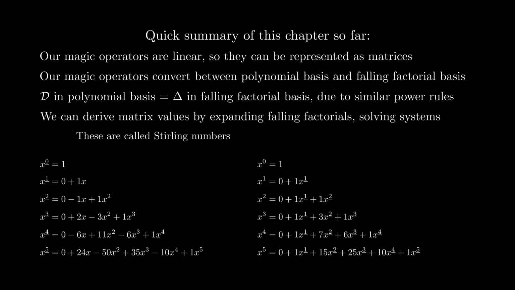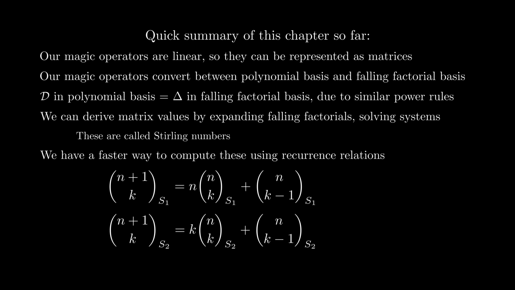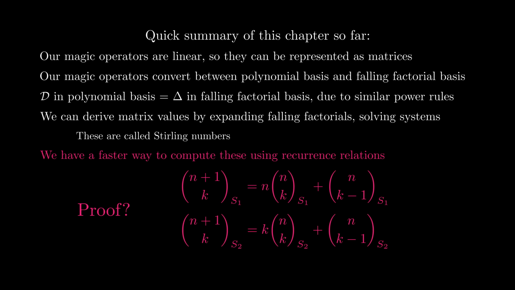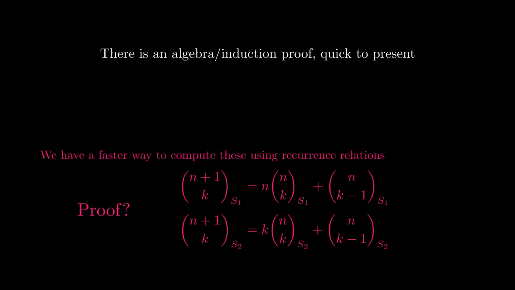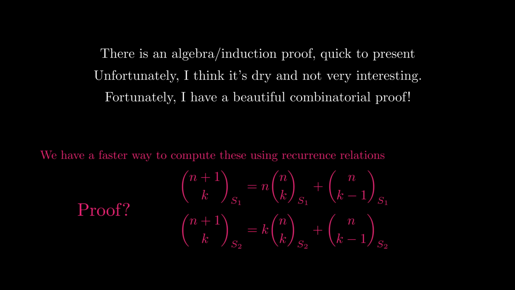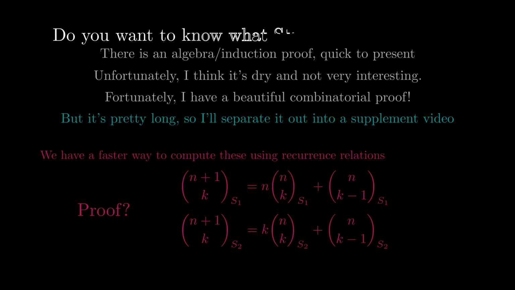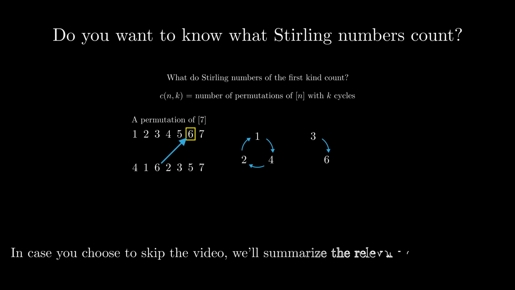On top of that, although we have a naive way of computing them, we do have a much faster and easier recurrence relation. All that's missing now is to prove that these recurrence relations actually work. I find that an algebraic or inductive proof here, although quick to present, is very dry and doesn't feel particularly interesting, so I want to use a combinatorial proof. It requires more setup, but it is very elegant and interesting. I will separate it out into a supplement video for those who are curious. Do you want to know what Stirling numbers count? Watch that video and you'll find the answer.